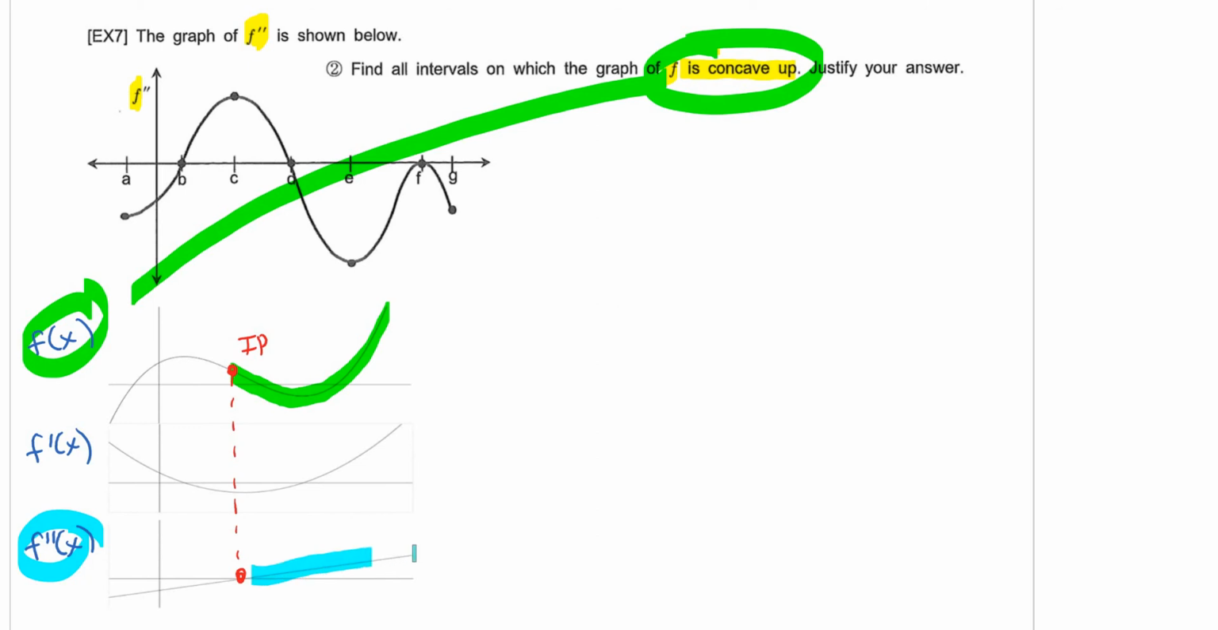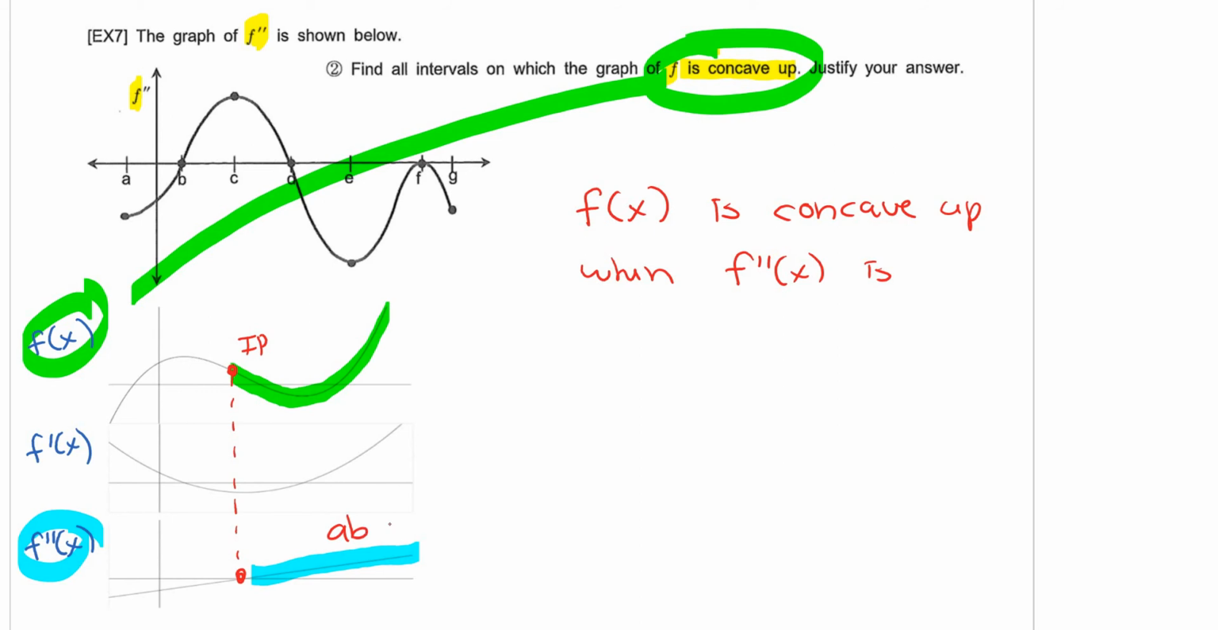Well, the second derivative graph is just above the x-axis. So let's write that down. What that means is f of x is concave up when the second derivative graph is above the x-axis.